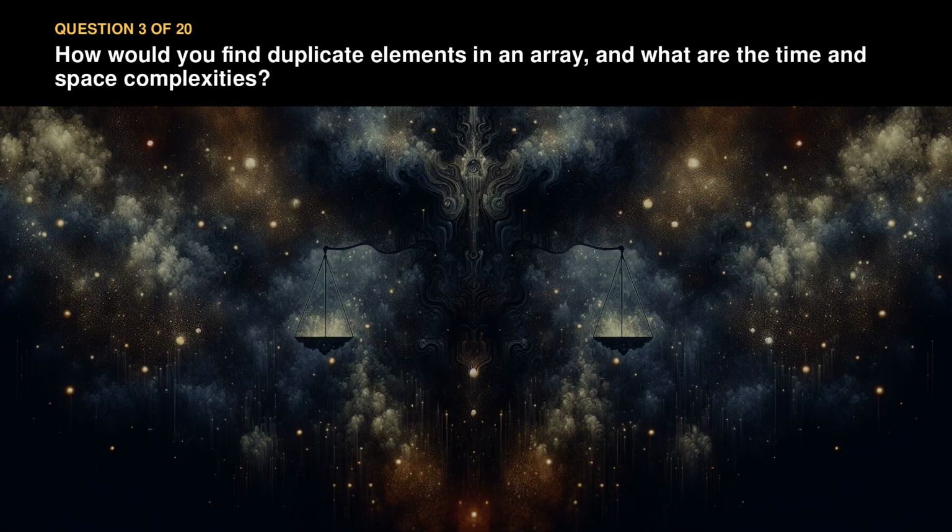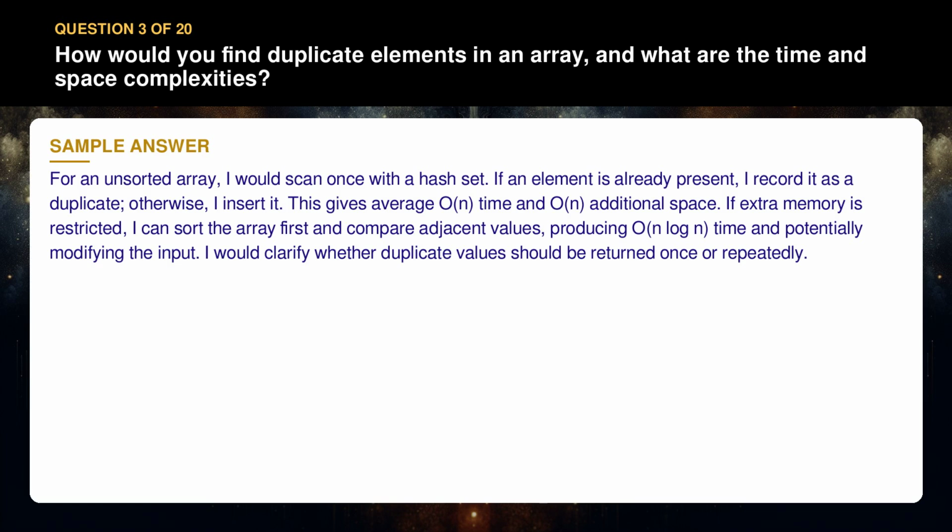Question 3. How would you find duplicate elements in an array, and what are the time and space complexities? For an unsorted array, I would scan once with a hash set. If an element is already present, I record it as a duplicate. Otherwise, I insert it. This gives average O(n) time and O(n) additional space. If extra memory is restricted, I can sort the array first and compare adjacent values, producing O(n log n) time and potentially modifying the input.